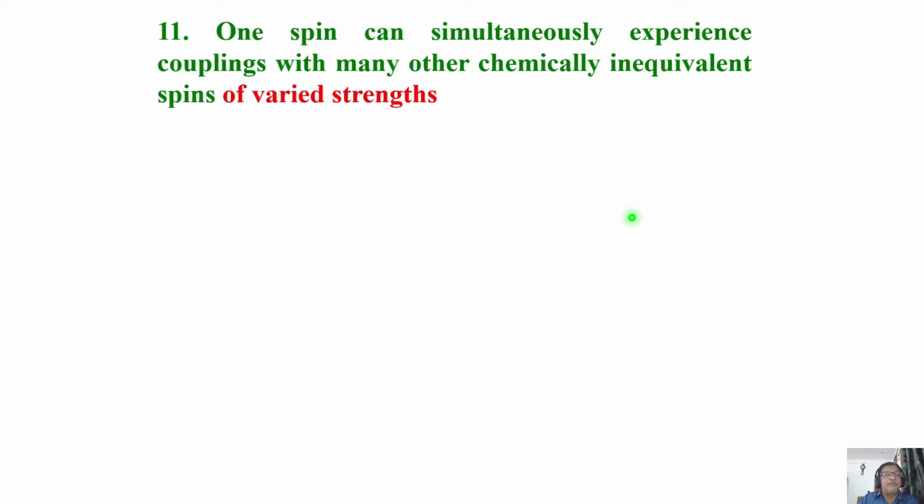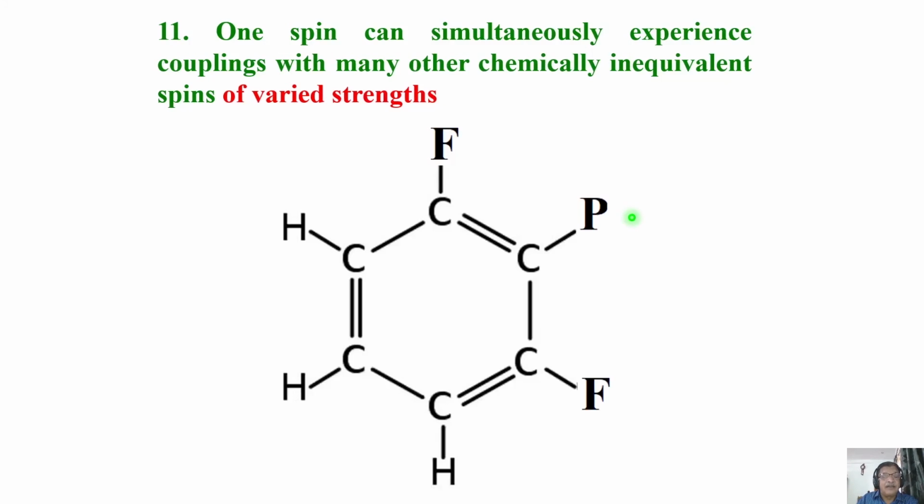Another important point: one spin can simultaneously experience coupling with many other chemically inequivalent spins of varied strengths. Imagine I have considered one proton or one fluorine, one atom here. It can simultaneously experience coupling with all other spins. It is not that when this proton has a coupling with this, it cannot have coupling with others. No, that is not allowed. Every proton or spin can simultaneously experience coupling with all other spins.